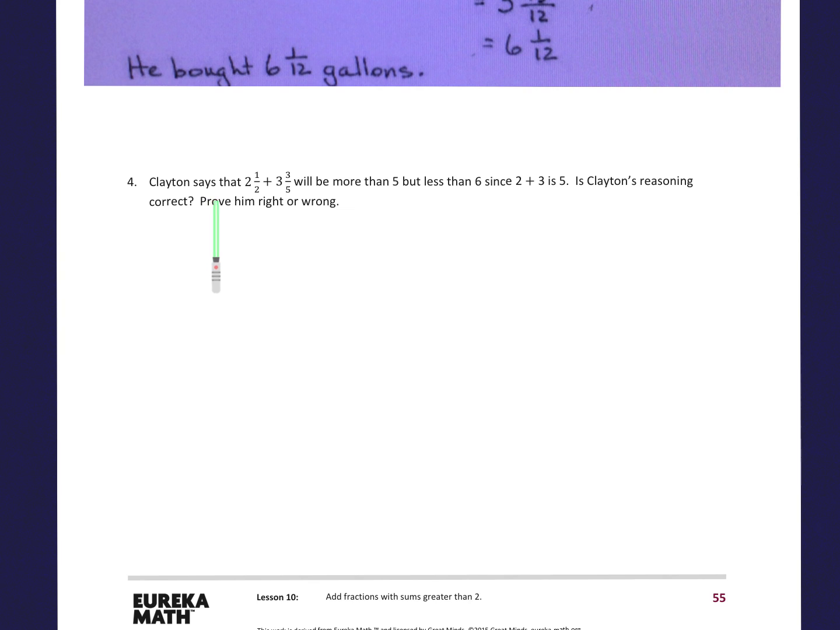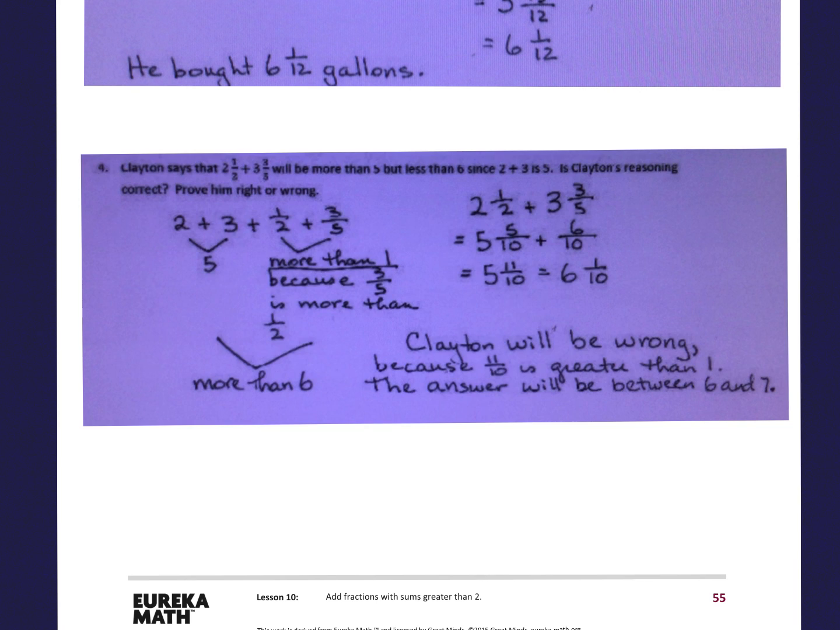Number 4. Clayton says that 2.5 plus 3 3/5 will be more than 5 but less than 6, since 2 plus 3 is 5. Is Clayton's reasoning correct? Prove him right or wrong. So you've got to think about this one. You're going to have a written response. Okay, I'm going to let you try to do this by yourself, and I'll have an answer pop up in 3, 2, 1.